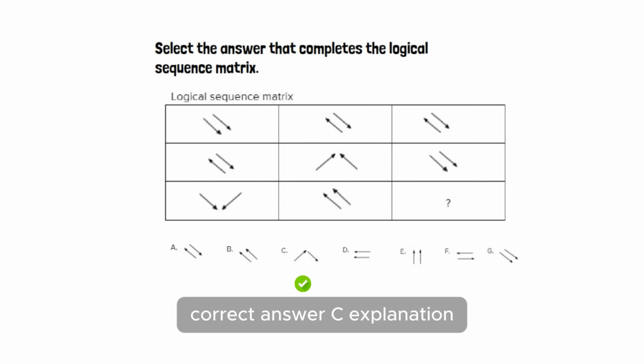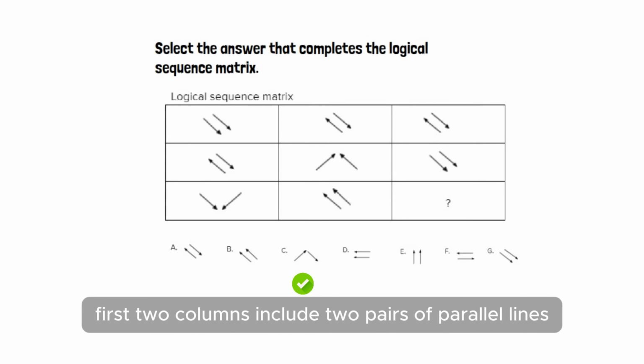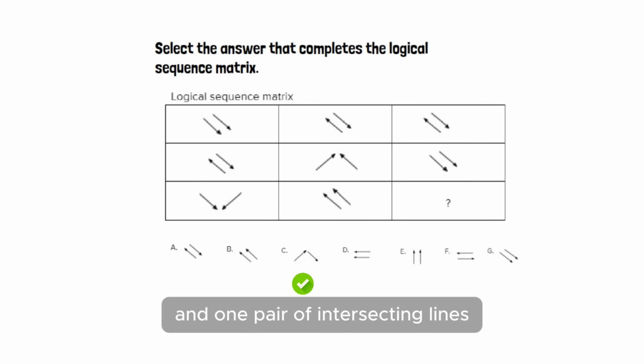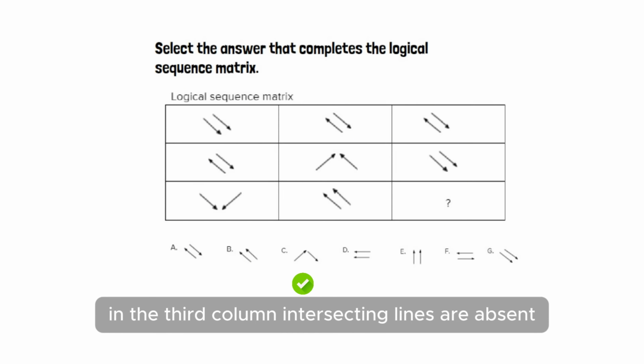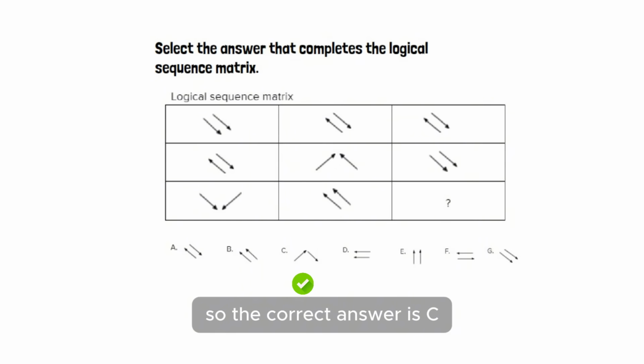Correct answer, C. Explanation. If you look at the columns, you will see that the first two columns include two pairs of parallel lines and one pair of intersecting lines. In the third column, intersecting lines are absent, so the correct answer is C.